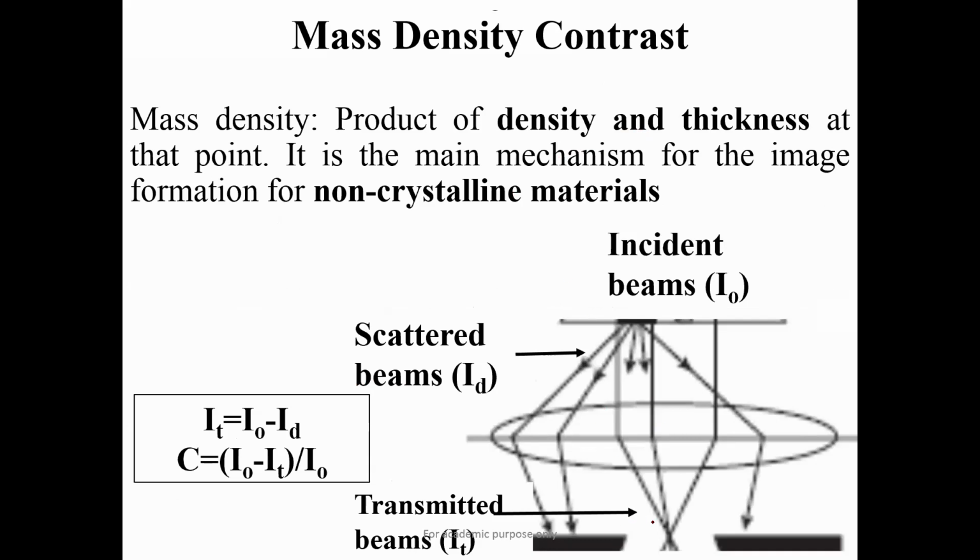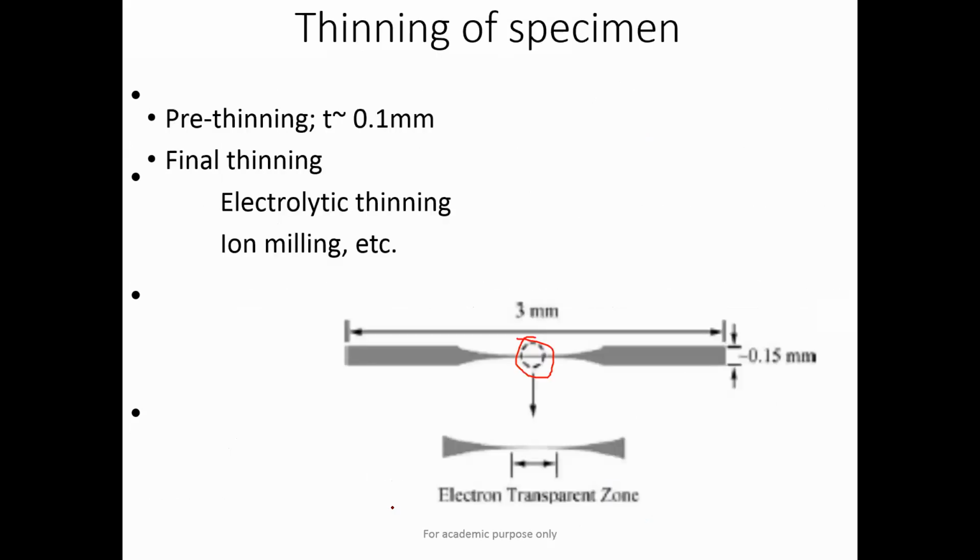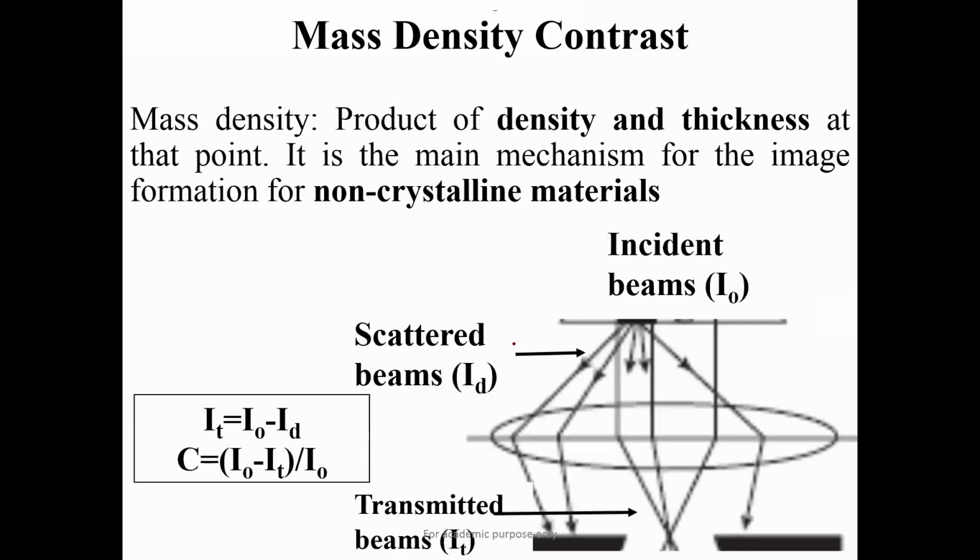In mass density contrast, we define the product of density and thickness at that point. Let's assume somewhere your sample is here. What is the thickness over here and what is the density of that specimen? That will decide your mass density. This kind of contrast formation is generally there for non-crystalline material, because they don't have any kind of plane system or periodic structure. So this is the main mechanism for image formation in the amorphous sample.